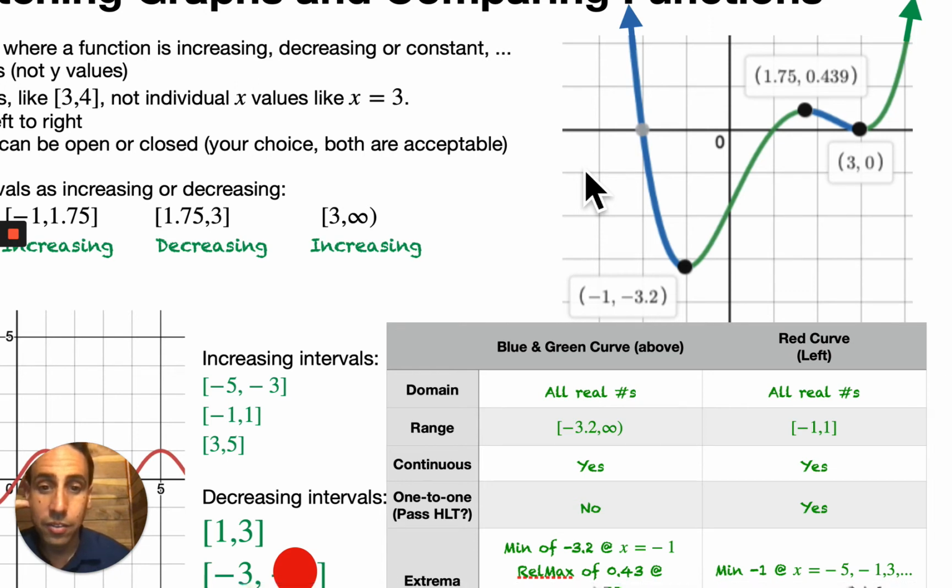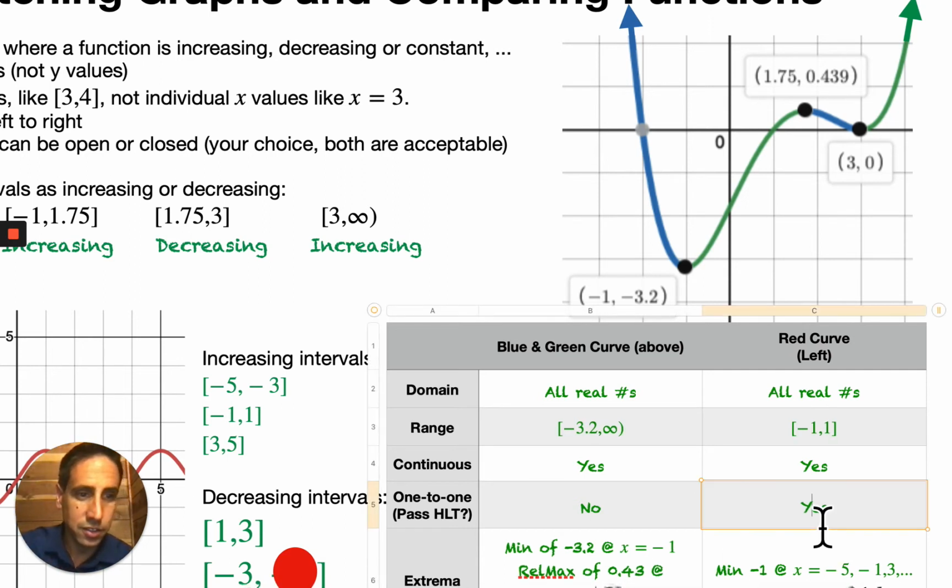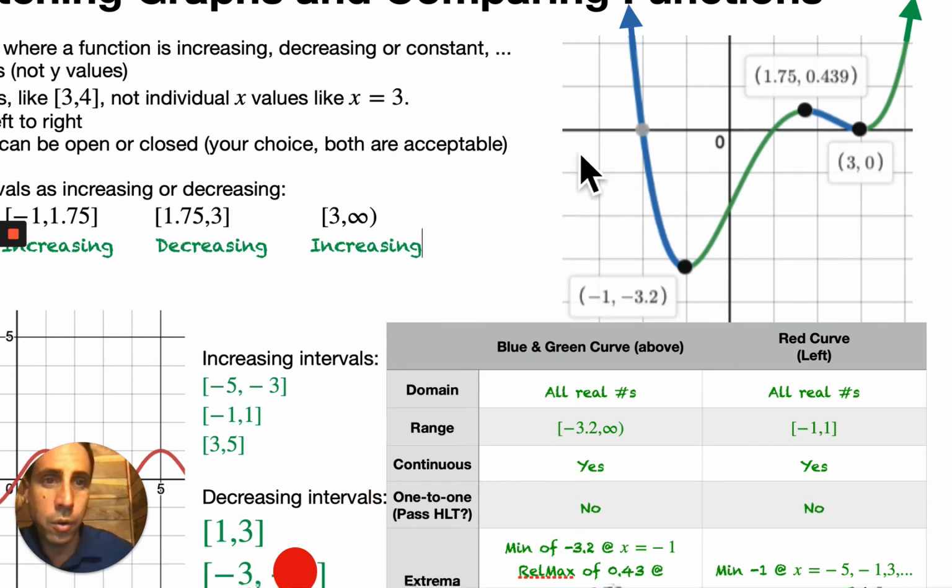Is it one-to-one? Does it pass the horizontal line test? The answer is no. I should change this. It's actually yes over here, it should be no. You could draw a horizontal line and touch more than one point on the curve. Like the x-axis, for example, touches it 1, 2, 3 times. And therefore, it is not one-to-one.